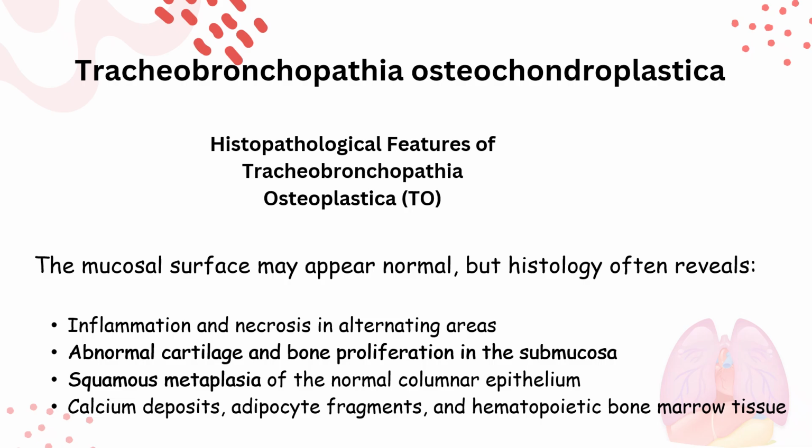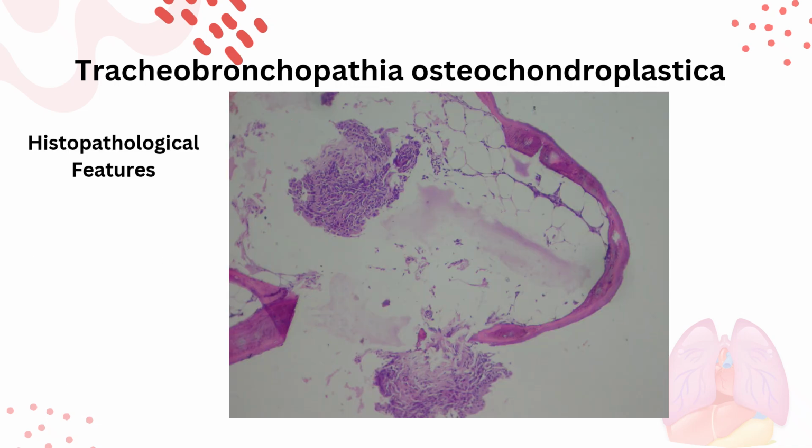Histologically, there are 2 main abnormalities: abnormal cartilage and bone proliferation in submucosa and squamous metaplasia of surface normal columnar epithelium. There may be associated inflammation and necrosis, calcium deposition, adipocyte fragments, and hematopoietic bone marrow tissue also can be seen. This is the picture of our case.